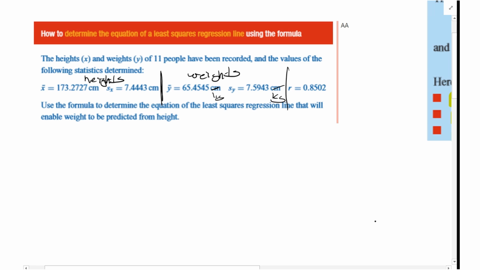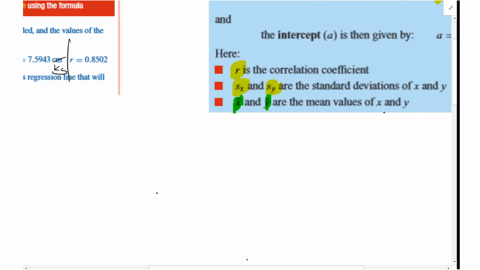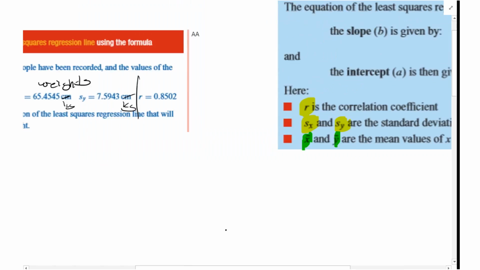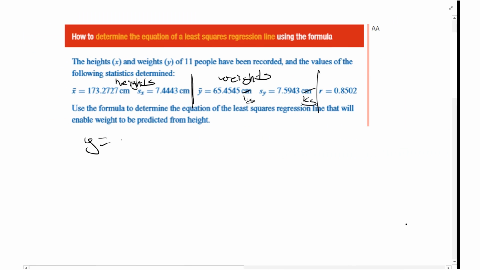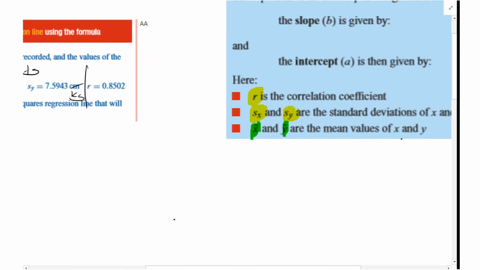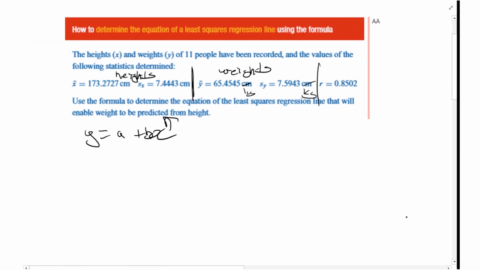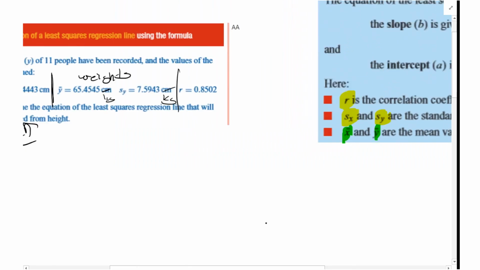Now, use the formula to determine the equation of the least squares regression line that will enable weight to be predicted from a height. So I want to be able to use the equation and say weight equals whatever the equation will give me. Okay, so remember, first off, what we're after is y equals a plus bx. So that's the equation that enables this prediction. Okay, so as you can see, remember here, b is the first thing we need to work out. So we're going to go b equals r times sy over sx, as you can see here, remember.